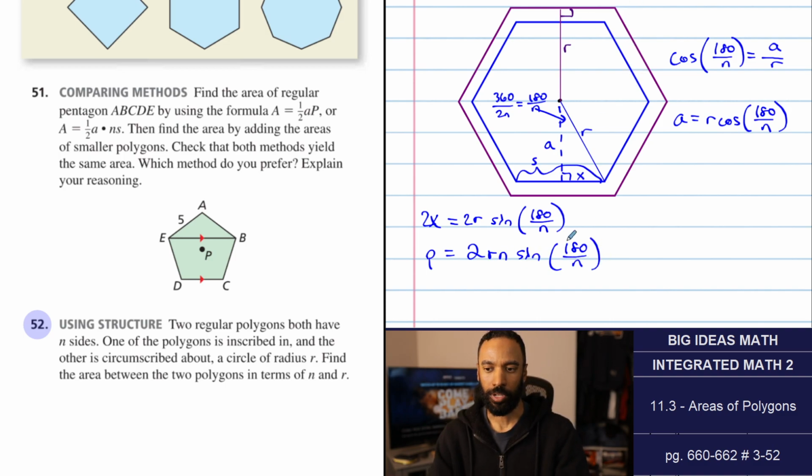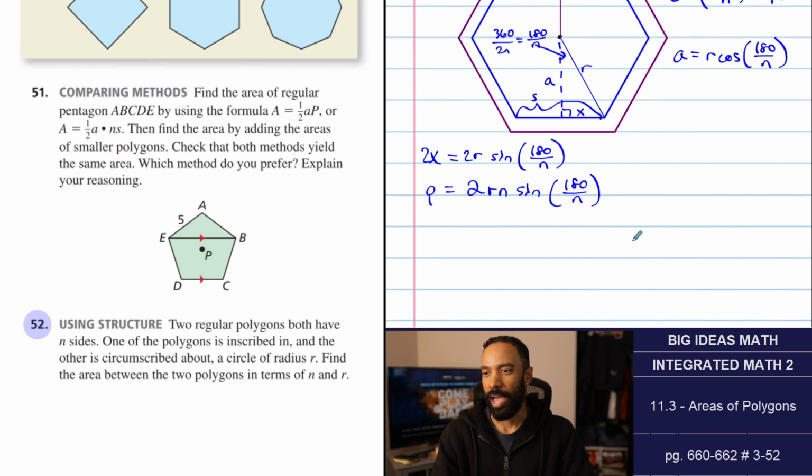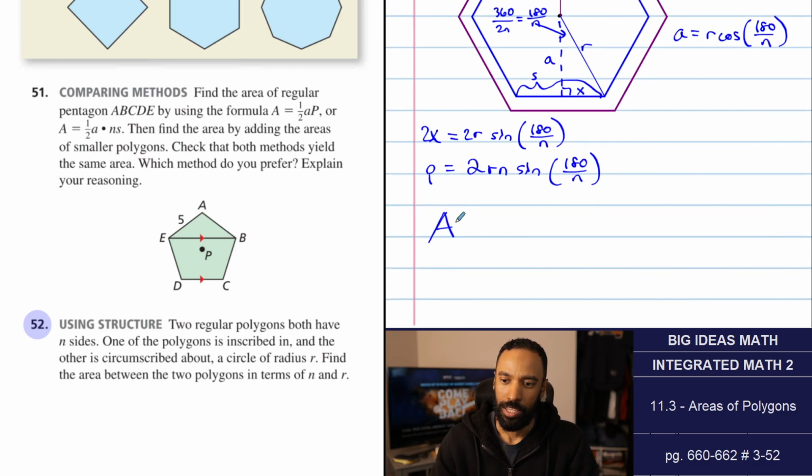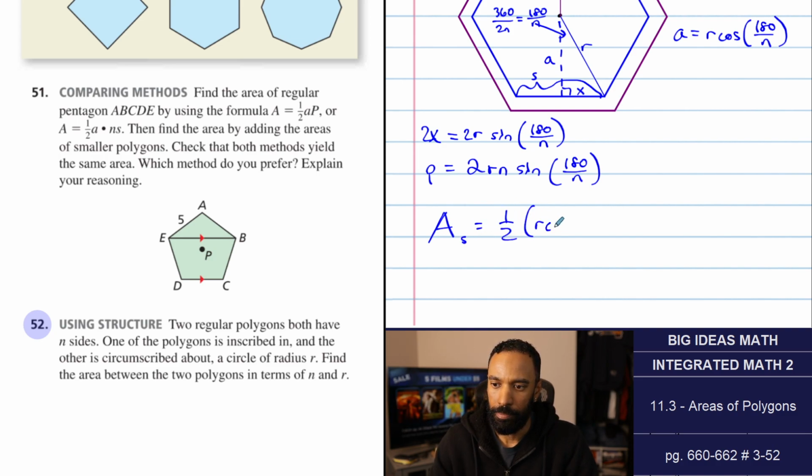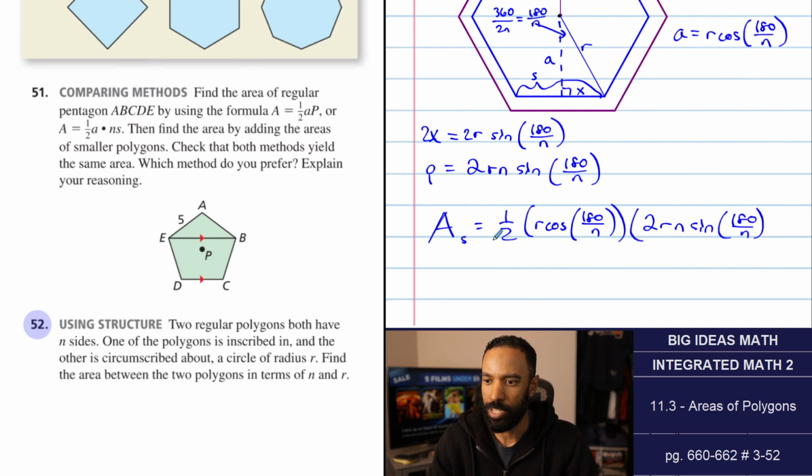That's fine. I don't really know how else to put that. So the area of the smaller one is 1/2 apothem times perimeter, 2rn sine of 180 over n. Now this can simplify a little bit. The 1/2 times the 2 can cancel. The r times the r can become r squared.